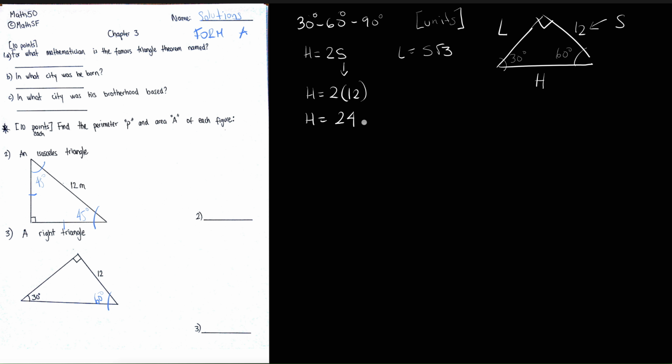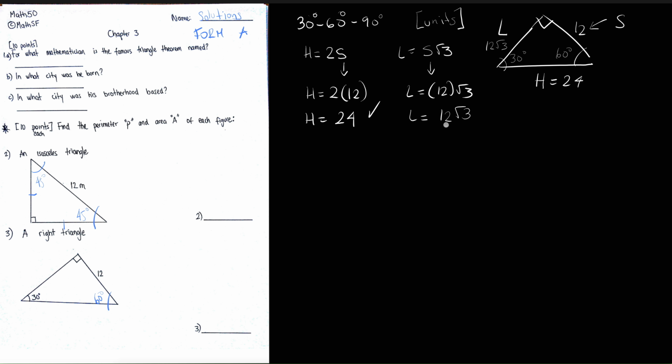So we found the hypotenuse, which is equal to 24. Now let's find the length of the long side, the leg of the long side. So, well, I have S once again. So L is equal to 12 times root 3, which is going to be 12 root 3. So this leg here should be equal to 12 root 3. Okay, so now I have all the sides.